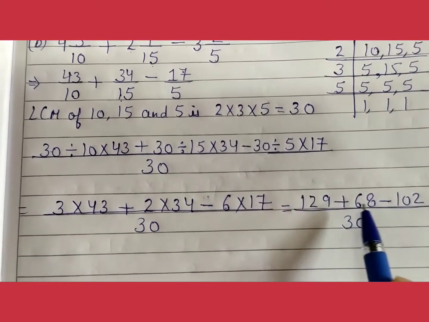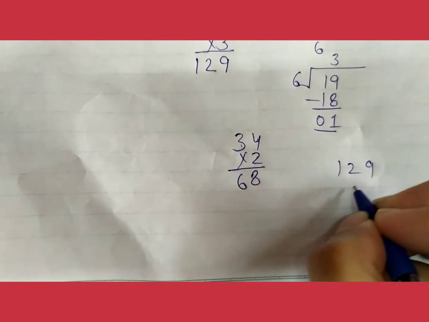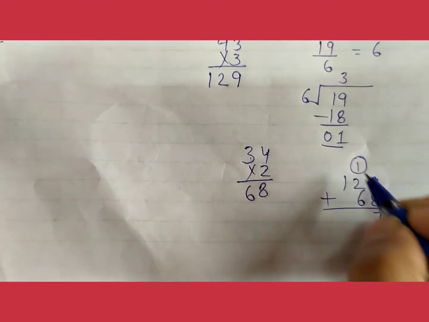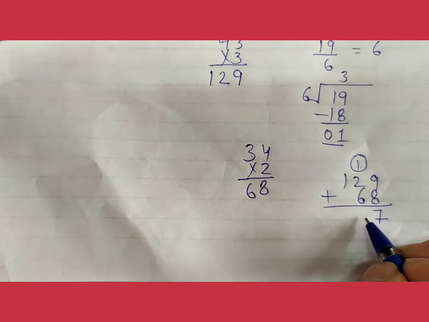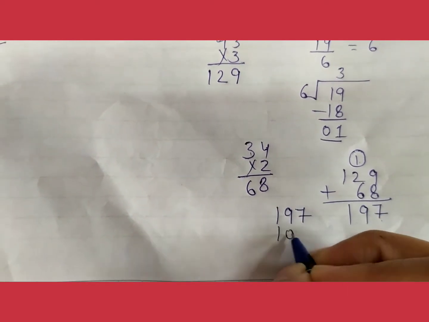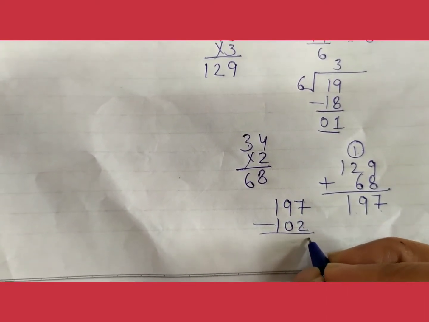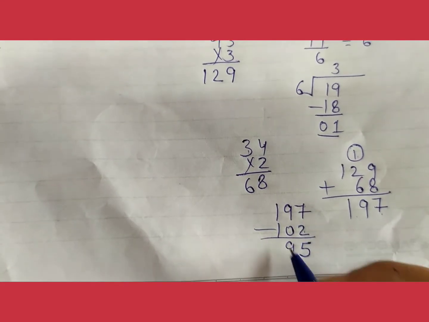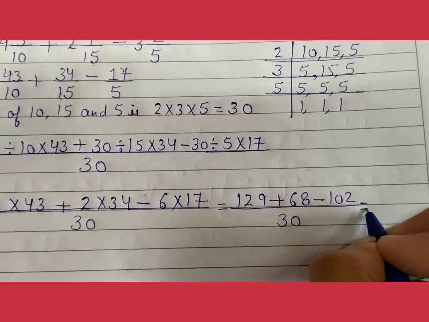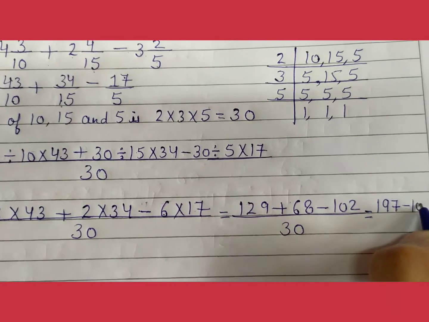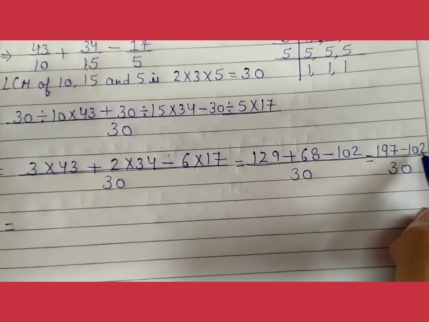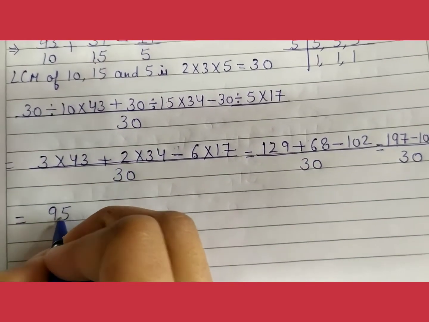Firstly add these two numbers, then subtract 102. 129 plus 68. 9 plus 8, 17. 7 write down this place, 1 carry. 2 plus 1, 3. 3 plus 6, 9. 197. Subtract 102. 7 minus 2, 5. 9 minus 0, 9. 1 minus 1 equal to 0, that is 95. So 129 plus 68 equal to 197. Subtract 102 upon 30 as it is. 197 subtract 102. Answer is 95 upon 30.